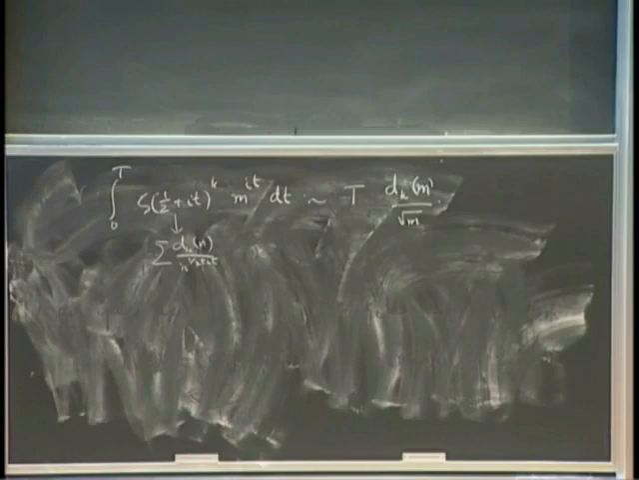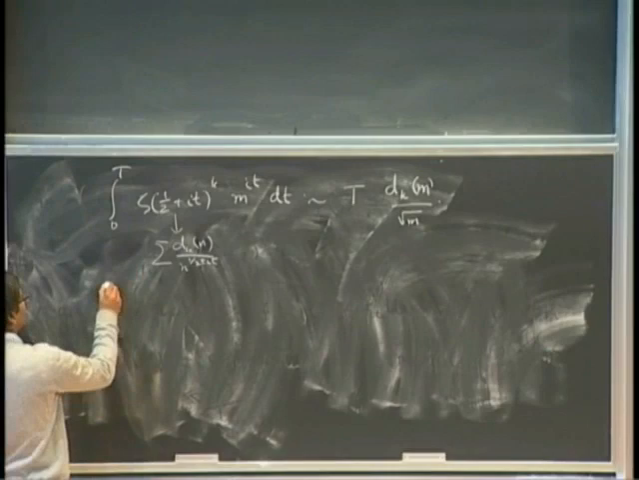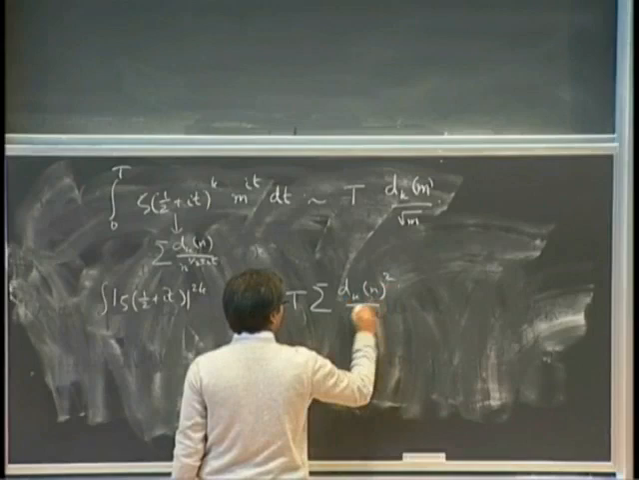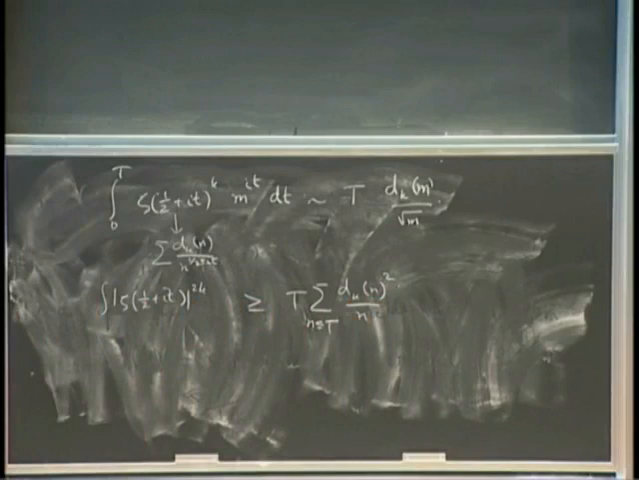And then once you have this, then you have a lower bound for the 2kth moment. It's at least as large as t times the sum of d_k of m. Which is a lower bound of the right order of magnitude at least. Okay, so there are some things that I have sloughed over.